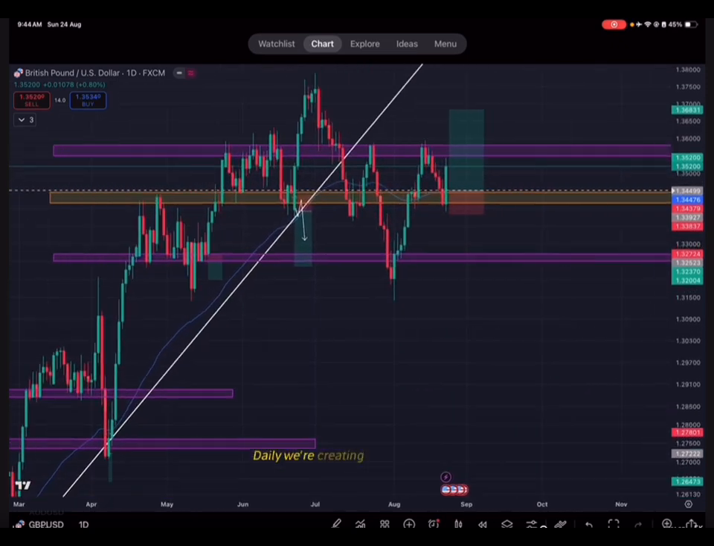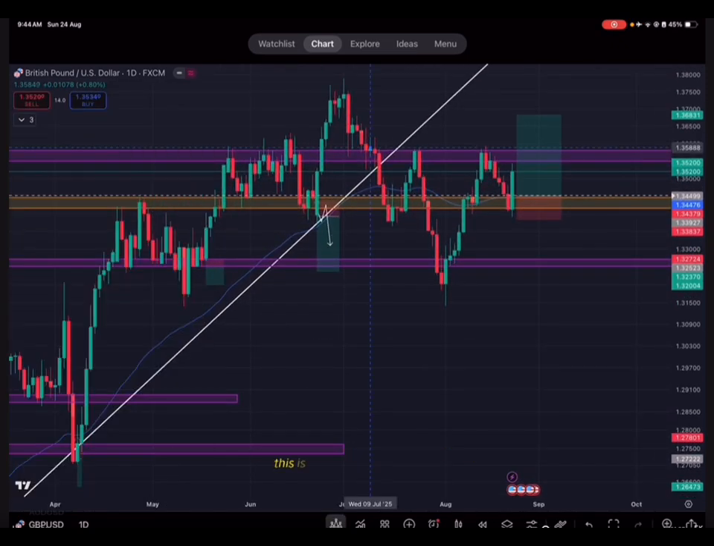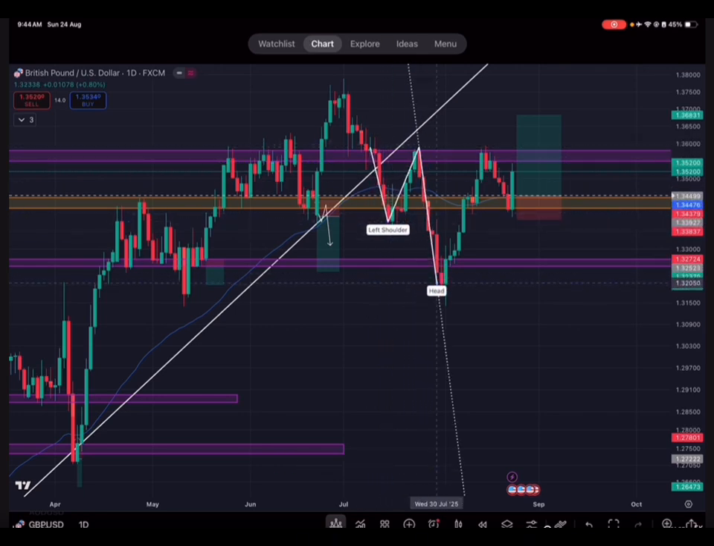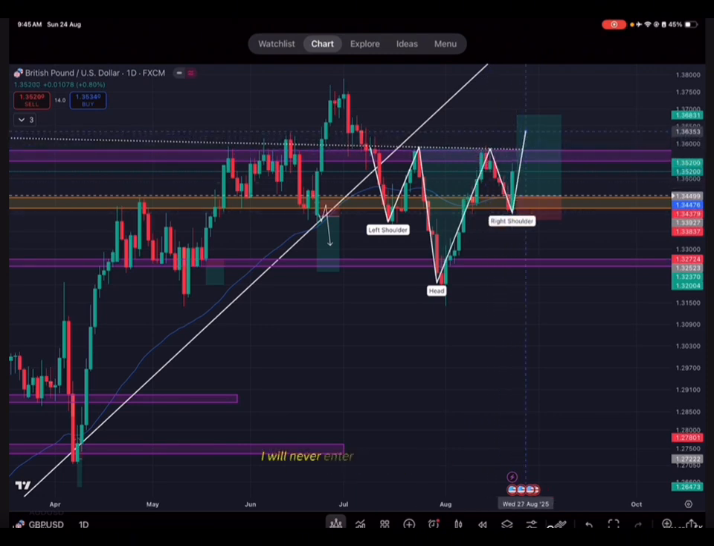On the daily, we're creating an inverted head and shoulders pattern again. This is a valid left shoulder, a head, and a right shoulder right here. I will never enter this trade unless it breaks above this previous structure point zone. Then I'm going to wait for my entry signal and then head towards the upside.